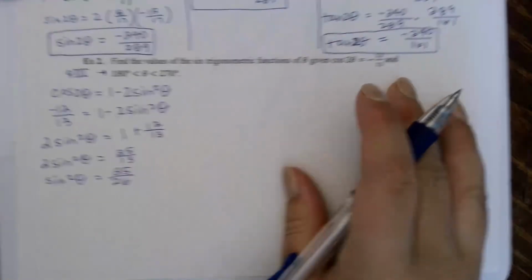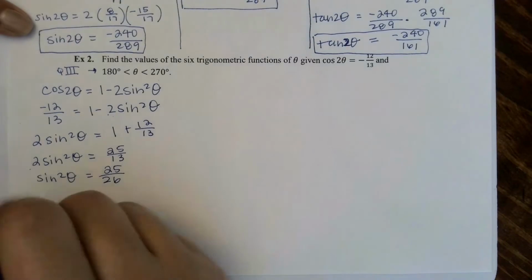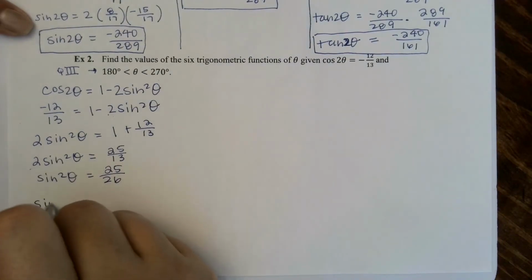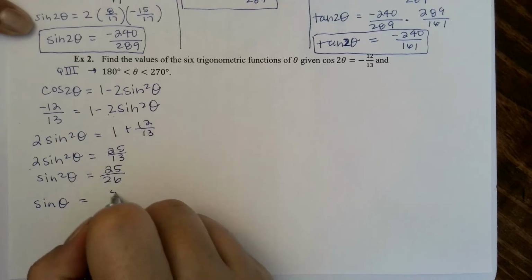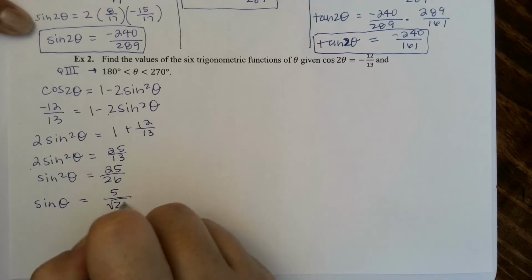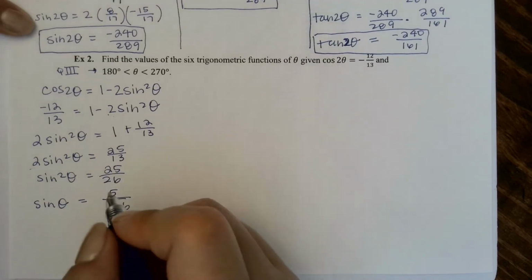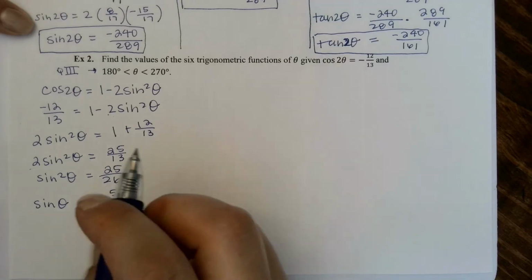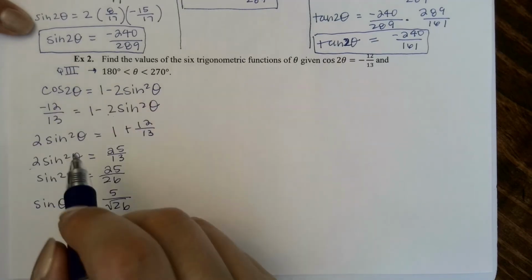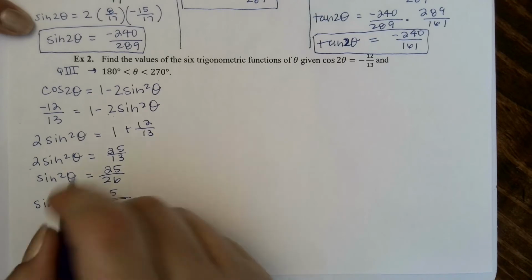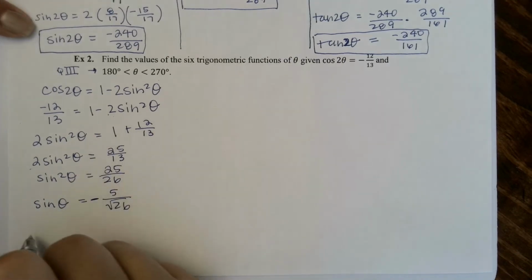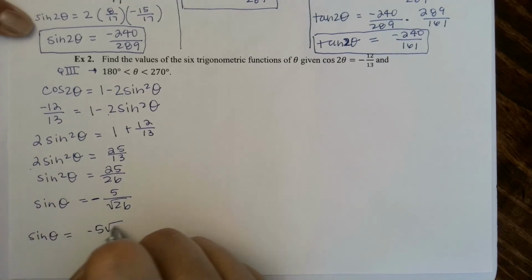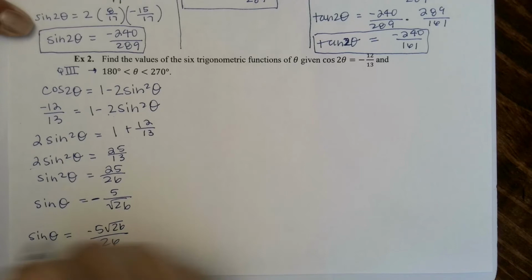Okay, and then I want to take the square root of both sides so that I can have sine theta by itself. So sine theta equals the square root of 25, which is 5, over the square root of 26. Okay, and then remember that we are in quadrant 3. So sine theta in quadrant 3 is going to be negative. Okay, so this can also be written as negative 5 square roots of 26 over 26.